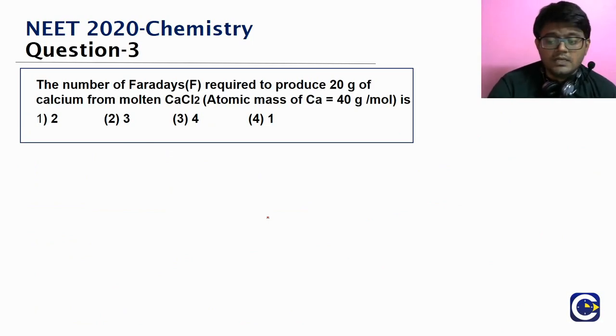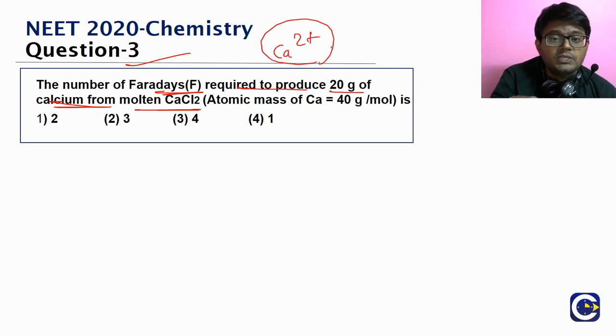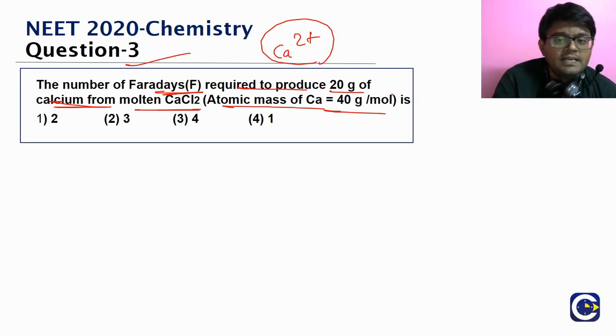Next we'll go to question number 3. This is a question based on electrochemistry, Faraday's laws of electrolysis. The number of Faradays required to produce 20 grams of calcium from molten calcium chloride. When we do electrolysis of molten calcium chloride, what are the ions present in the solution? These are calcium 2 plus ions. What is the valency of calcium here? 2. They are giving us the atomic mass of calcium. We'll probably remember it, but they are giving us a value. What is it? 40 gram per mole.